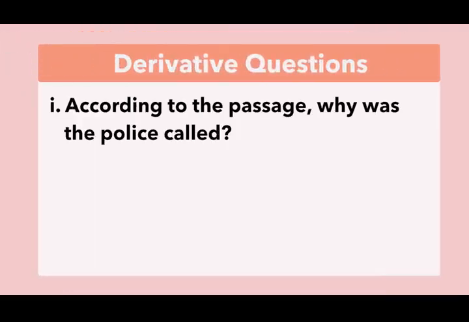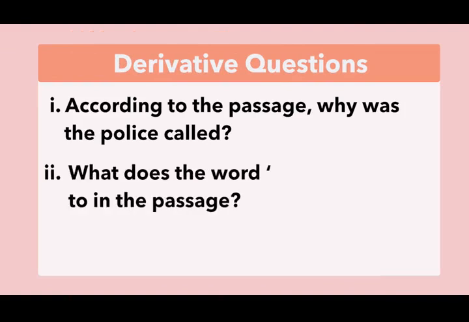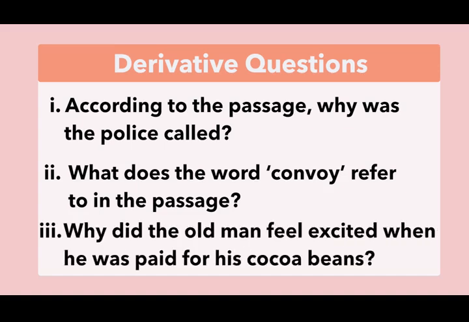Here are the derivative questions. 1. According to the passage, why was the police called? 2. What does the word convoy refer to in the passage? 3. Why did the old man feel excited when he was paid for his cocoa beans?